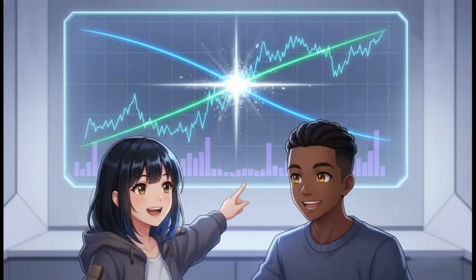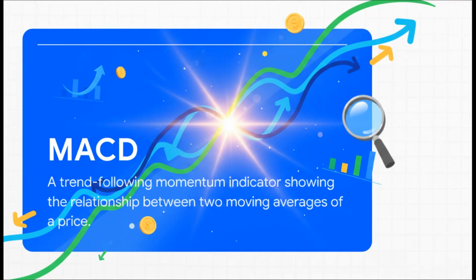Okay, next is a classic momentum indicator, the MACD. Now, the name, Moving Average Convergence Divergence, sounds super complicated, but I promise the concept behind it is actually pretty simple. At its heart, all the MACD does is show you the relationship between two different moving averages. It helps you spot shifts in the strength and the direction of a trend. Basically, when its two lines cross over each other, that can be a signal that momentum is shifting, either from good to bad or from bad to good.